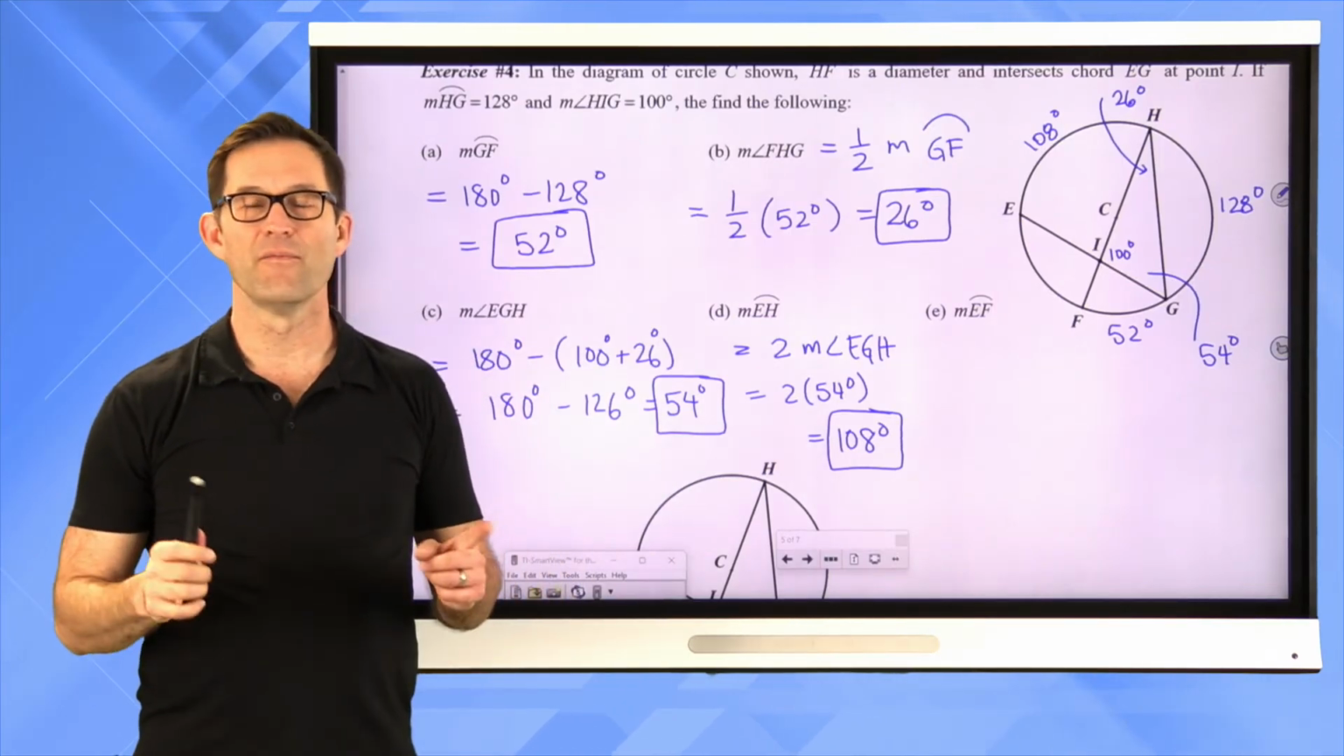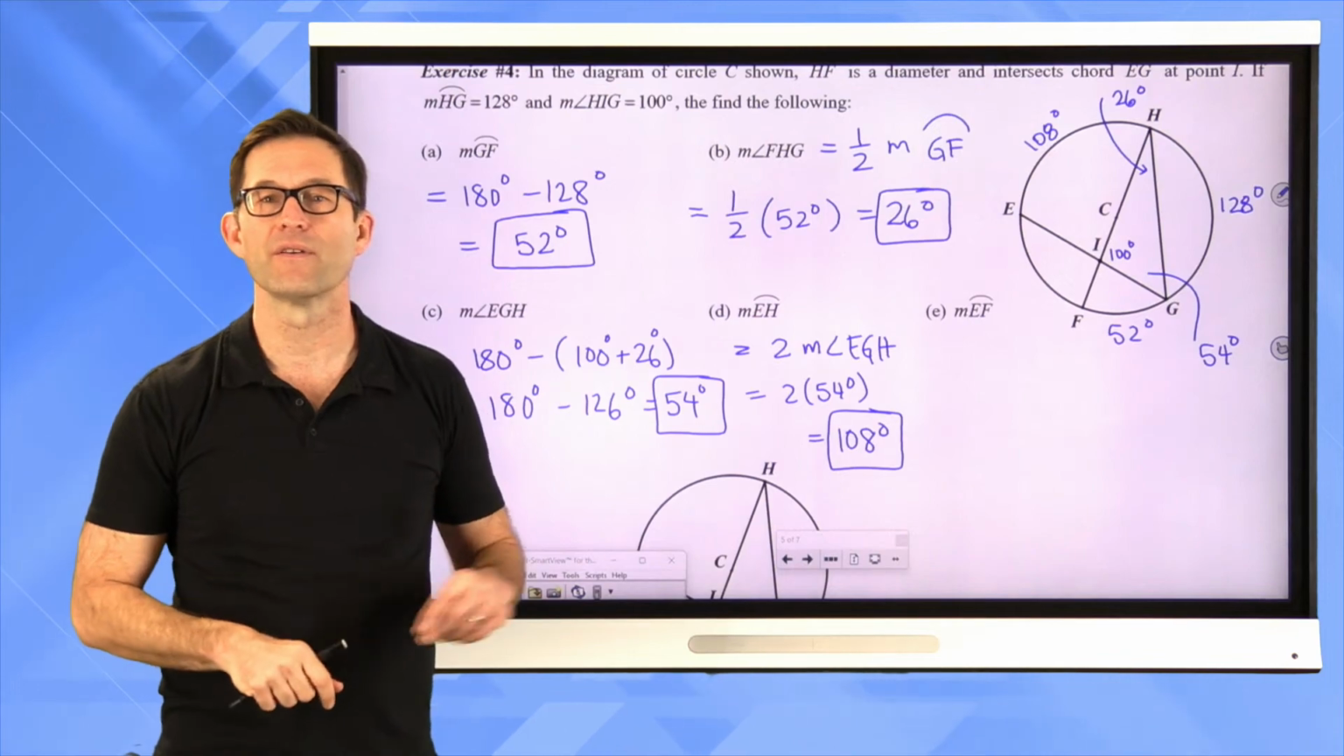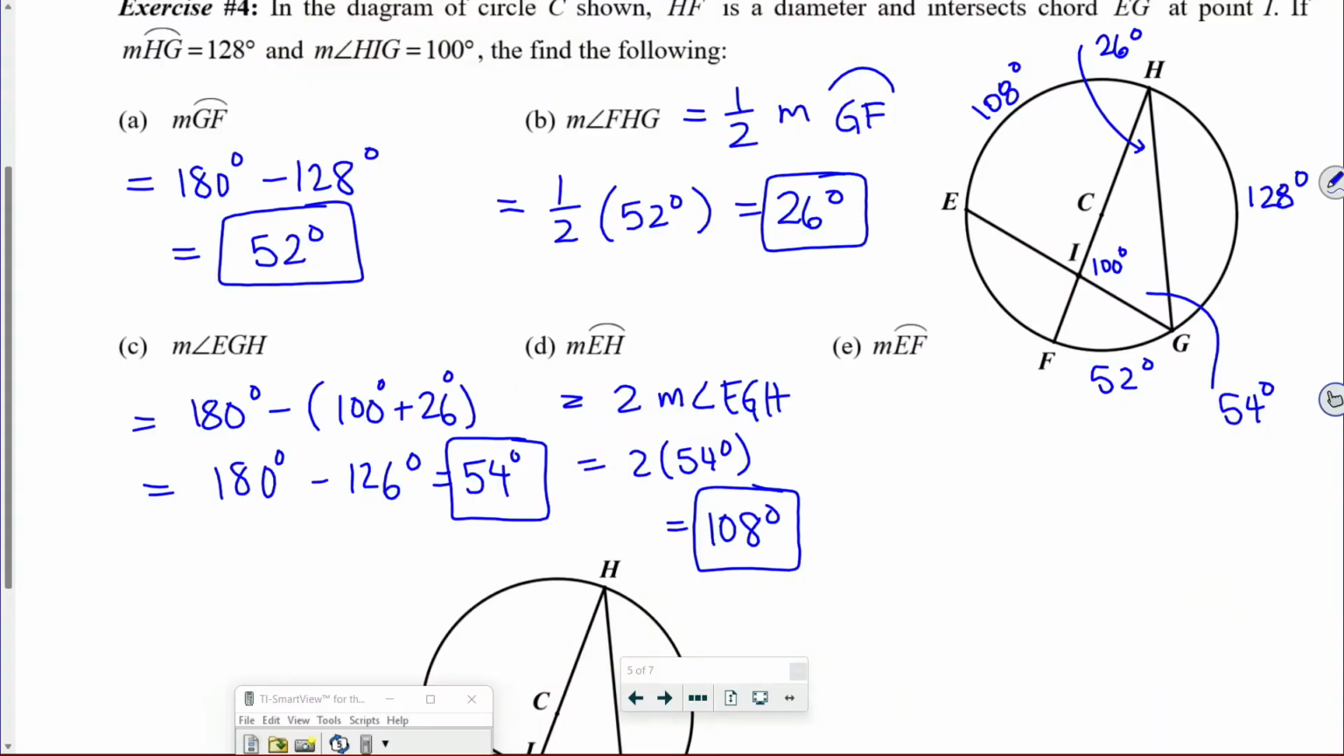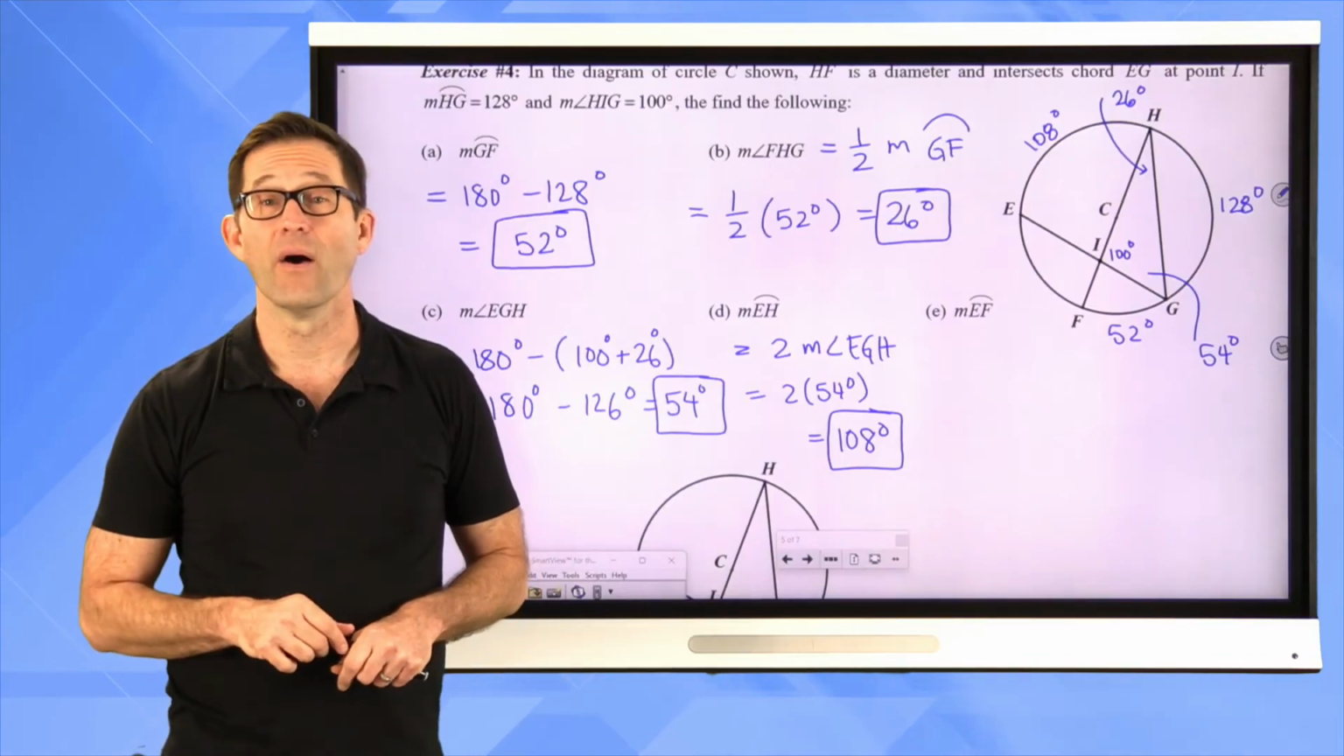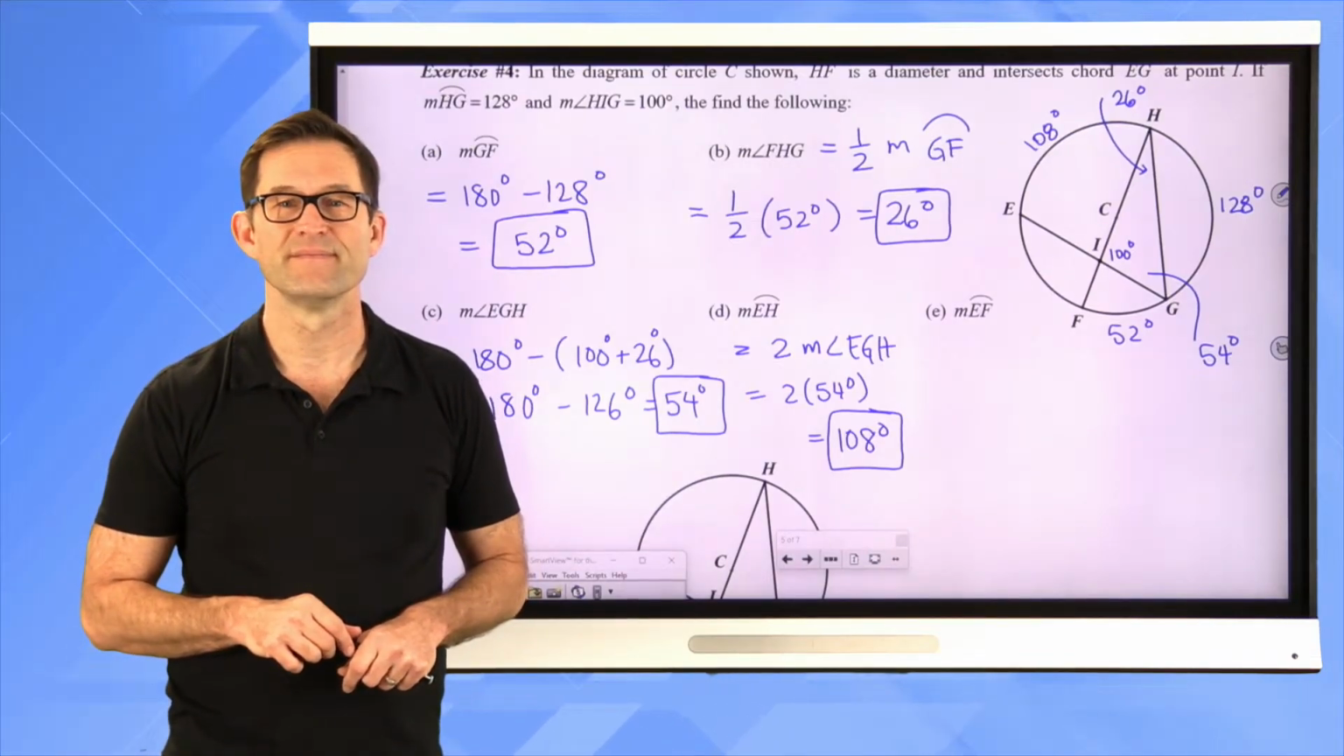And finally, to come full circle, literally and figuratively, letter E, we want to find the measure of arc EF. Why don't you pause the video now and see if you can figure that out.